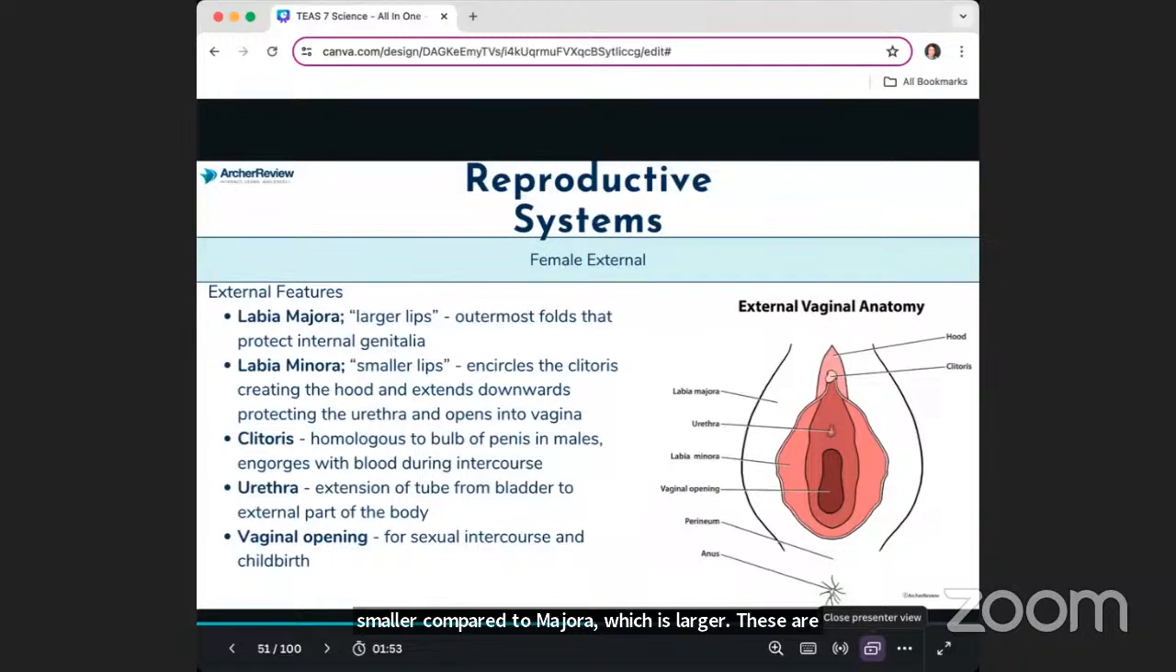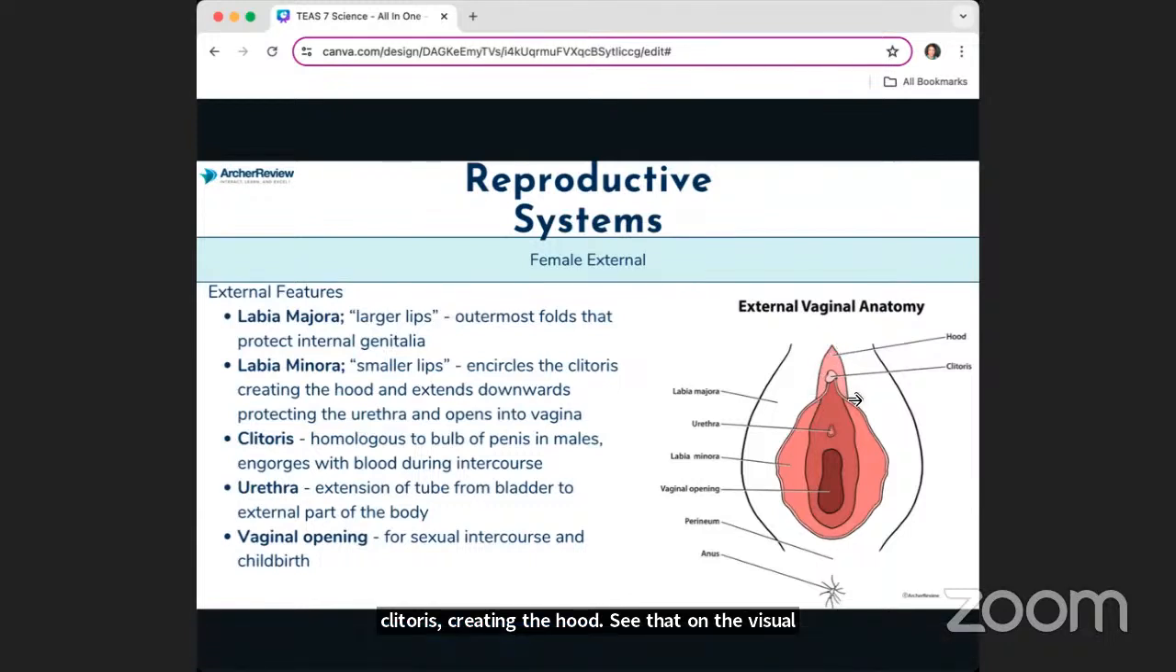It encircles the clitoris, creating the hood. See that on the visual over to the right. You can see that hood structure. That is going to surround the clitoris, and it extends downward. The clitoris is homologous to the bulb of the penis in males, and it engorges with blood during intercourse.